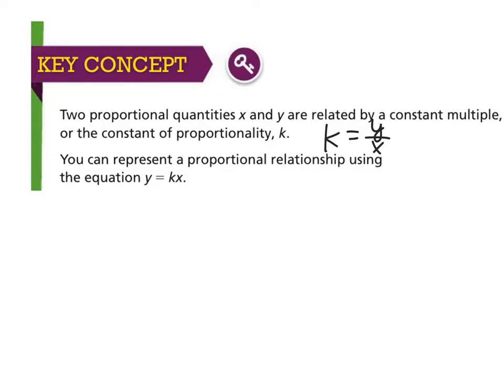So the key concept, just recapping things again, if we have things that are proportional, we have this constant of proportionality k, and we find that by taking y divided by x, and we can use an equation y equals kx to represent the proportional relationship.